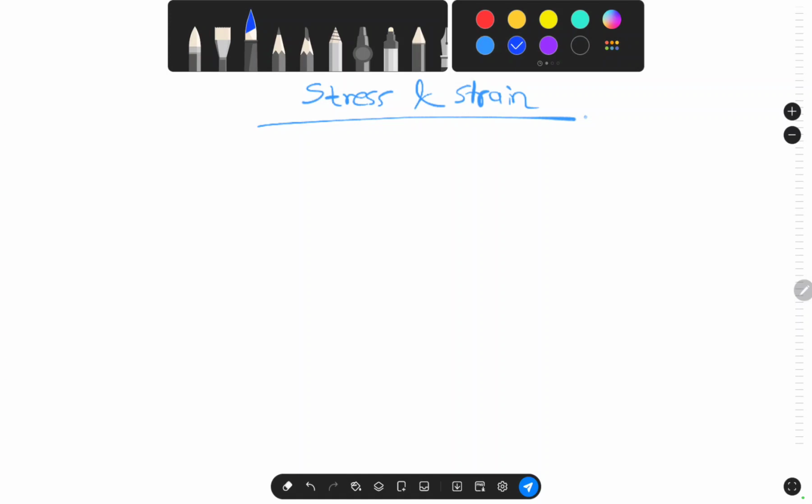Today I am going to discuss how an external load, when applied to a body, creates an internal resistance. This internal resistance is generated due to the mutual displacement between the molecules of the material, and that mutual displacement is known as strain.